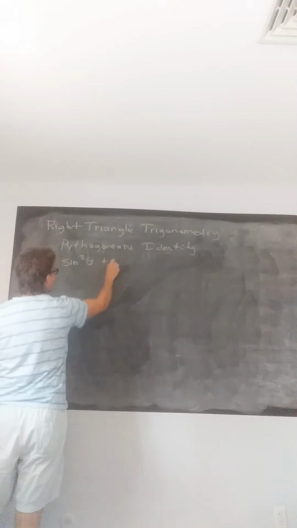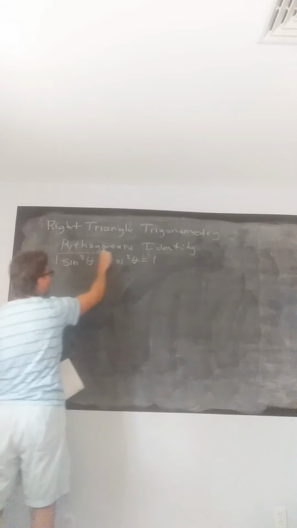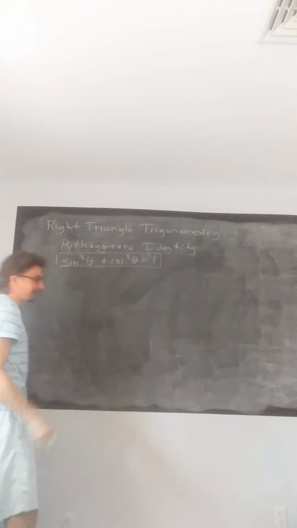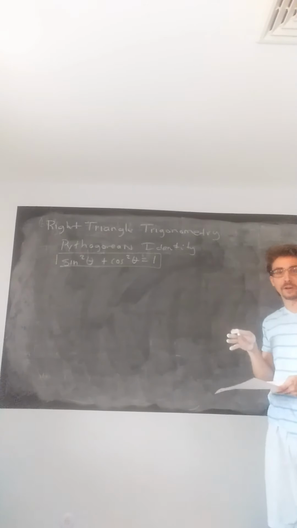Sine squared theta plus cosine squared theta equals 1. This is what we call the Pythagorean identity. And this will get you out of the jam a lot of times in trig. Okay, it's a very fundamental identity. And where does it come from? Well, it just comes from the fact of using the sides of the triangle and the ratios.